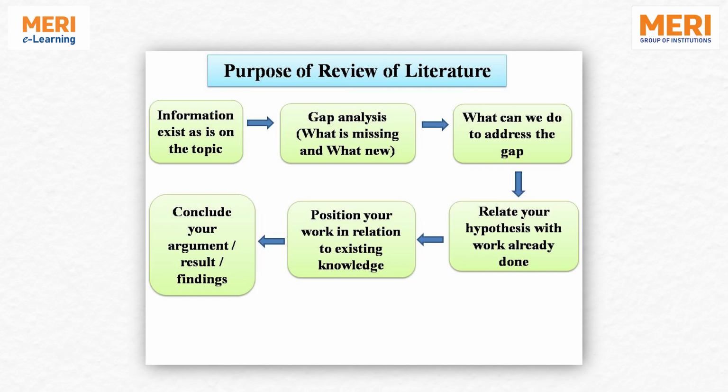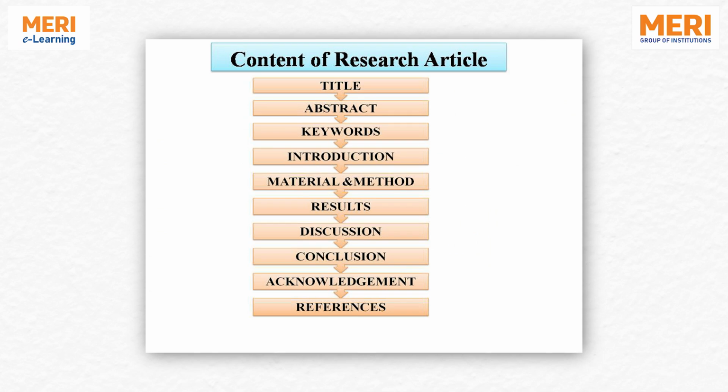In that, information exists on any topic. We find it in the gap analysis, where we ask what is missing and what is new. Gap analysis is about what we are missing and what is new in the topic. Then we can decide what we can do to address the gap. Relate your hypothesis with work already done, and position your work in relation to the existing knowledge. Then we are concluding the results, and after concluding the results, we are doing the effective review of literature in effective research writing.